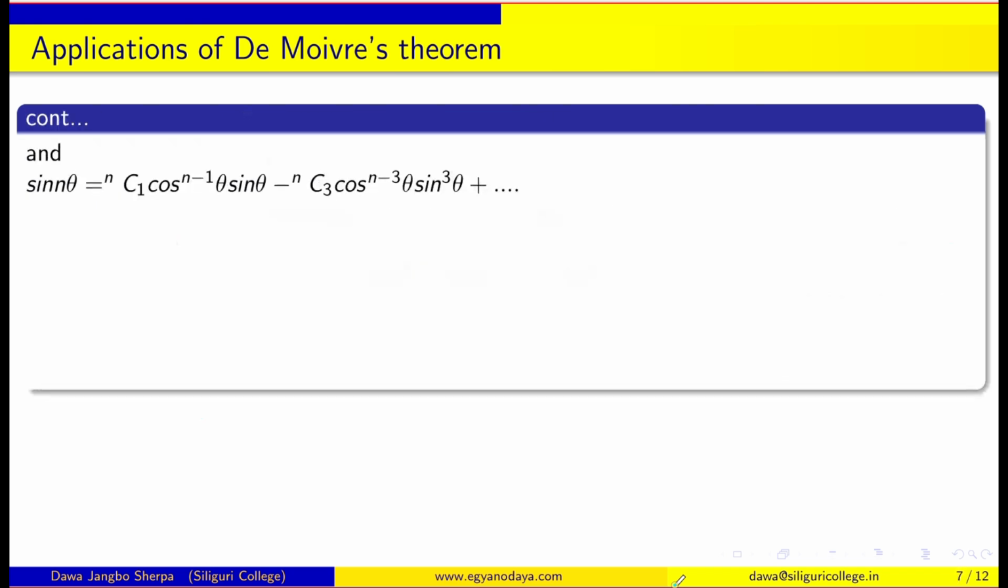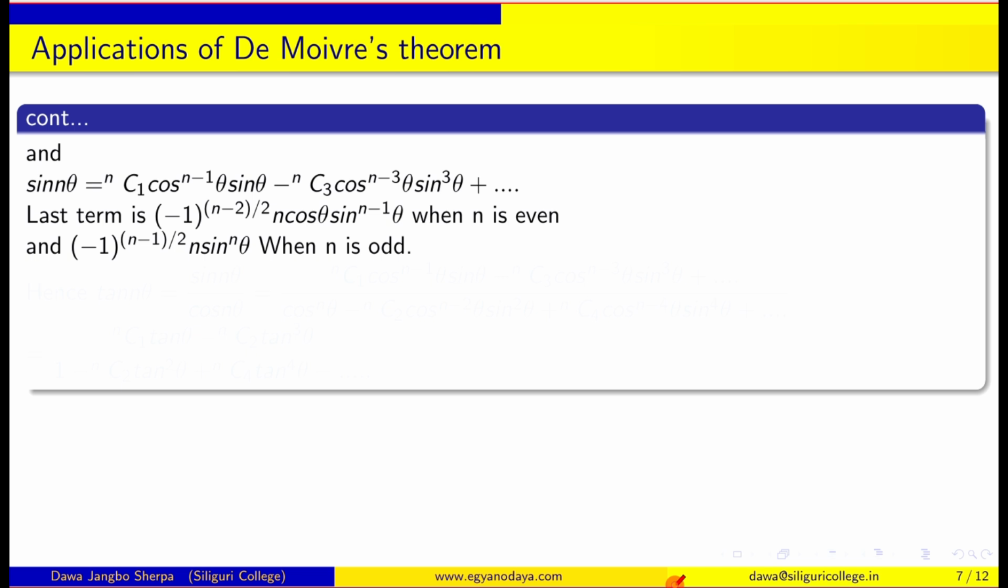Similarly, when you equate the imaginary part, sin nθ is equal to nC1 cos^(n-1) θ sin θ minus nC3 cos^(n-3) θ sin^3 θ, and so on. And here also the last term depends on the value of n. When n is even, the last term will be (-1)^((n-2)/2) n cos θ sin^(n-1) θ, and when n is odd, the last term will be (-1)^((n-1)/2) sin^n θ.